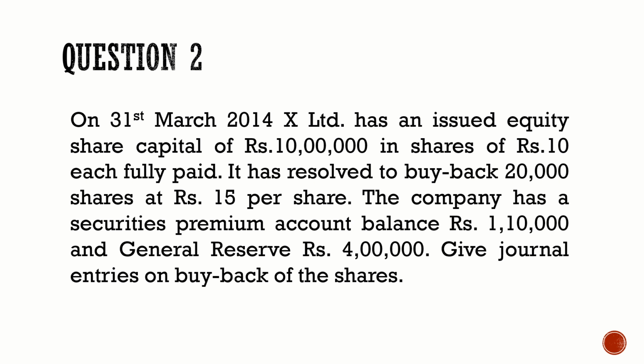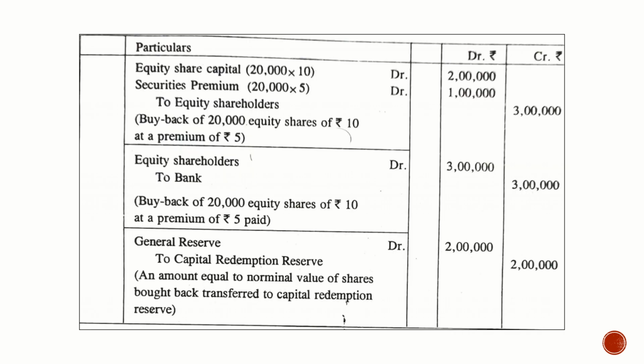So let's see how journal entries are passed in this particular situation. First we have to pass the journal entry related to buyback at premium. I hope you remember the journal entry for buyback at premium. The journal entry was: share capital account debit, securities premium account debit, to shareholders account. Here it is equity share capital, and securities premium we have, and to shareholders it is to equity shareholders. Now let's see how the amount comes.